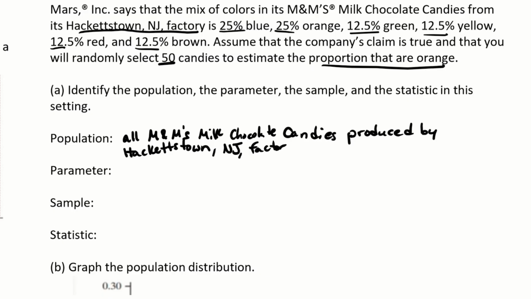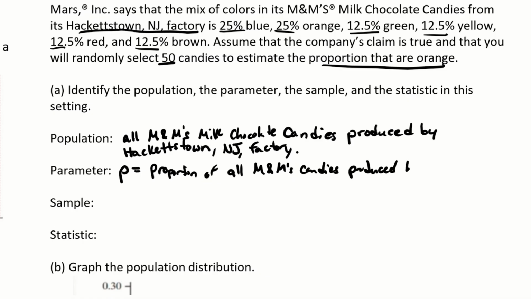Okay, and then the parameter. We're dealing with proportion, percent, right? Percent, decimal, fraction, that kind of thing. That's going to be P. So the proportion, the symbol is going to be P, which is the proportion of all M&Ms candies produced by the factory, okay? By the New Jersey factory. I'm just going to shorten it.